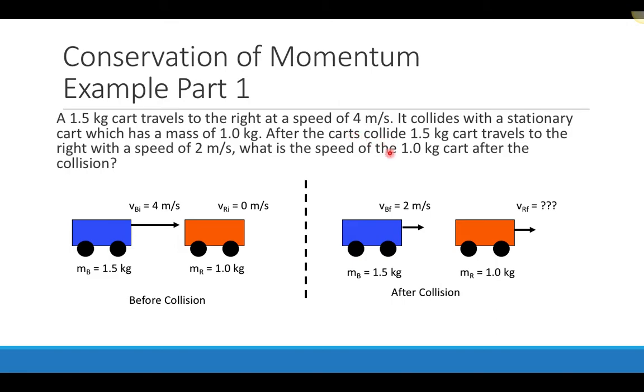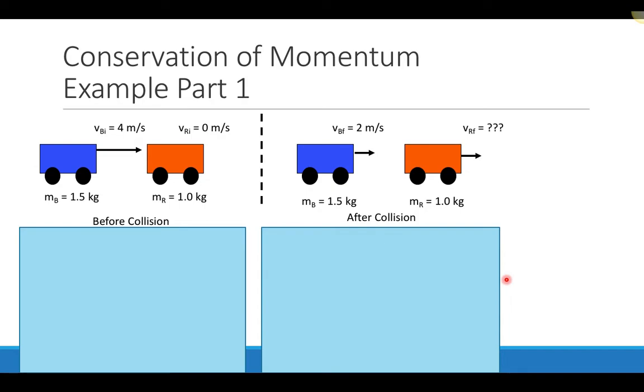After the carts collide, the 1.5 kilogram cart, the blue cart, travels to the right with a speed of only 2 meters per second. And we want to determine what is the speed of the 1 kilogram cart after the collision. So as soon as you see collision and you see interaction between objects, there's nothing else involved other than the collision, then we can think about conservation of momentum. So here is our picture before and after the collision.